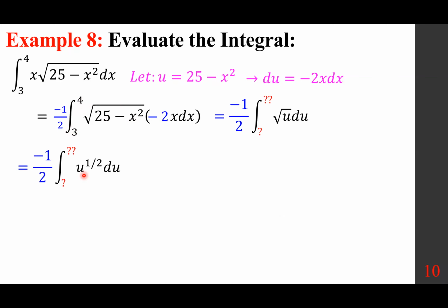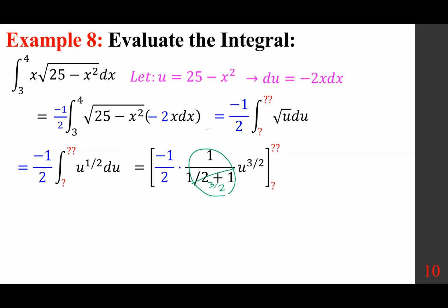So this remains, and this is 1 over 1/2 plus 1, u to the power of 1/2 plus 1. And I don't need a constant because it's a definite integral. And again, I don't have the limits yet. We know 1/2 plus 1 is 3/2. 1 over 3/2 is 2/3. Multiply negative 1/2 by 2/3. You get negative 1/3. And again, I don't have the limits.